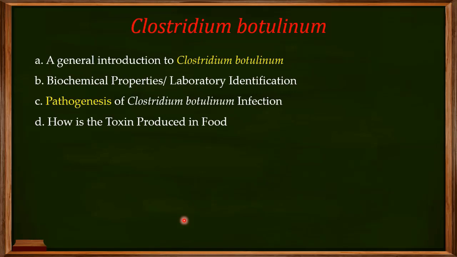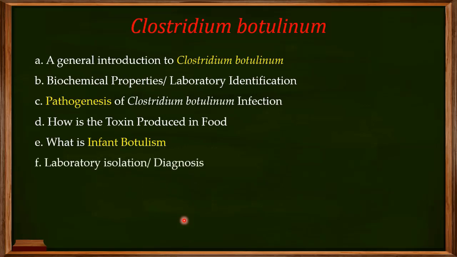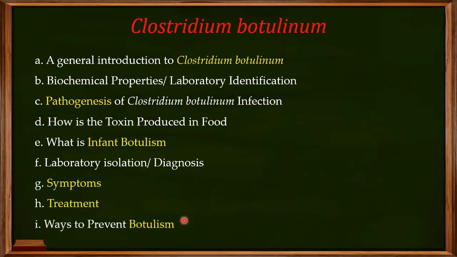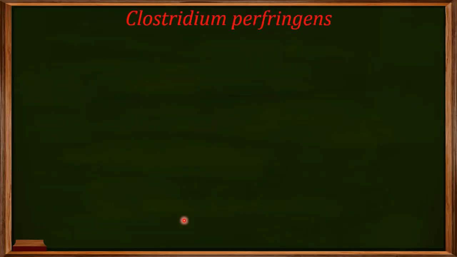We talk about how the toxin is produced in the food. We talk about infant botulism, a subtype of the infection caused by Clostridium botulinum. I will talk about the laboratory isolation and diagnosis of Clostridium botulinum, the symptoms, the treatments, and the good thing is that the infection caused by Clostridium botulinum is preventable. We can prevent that, so we see how we can prevent this infection.